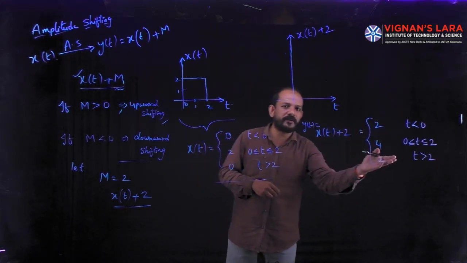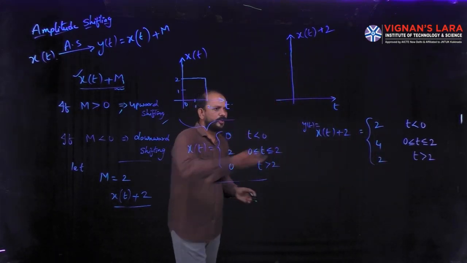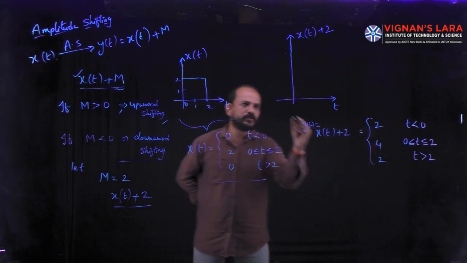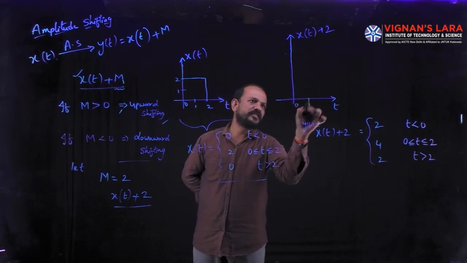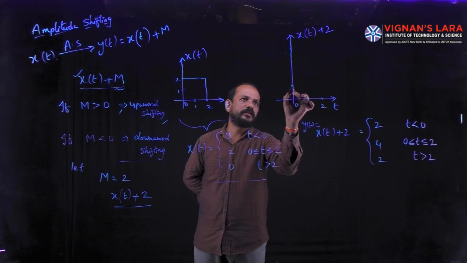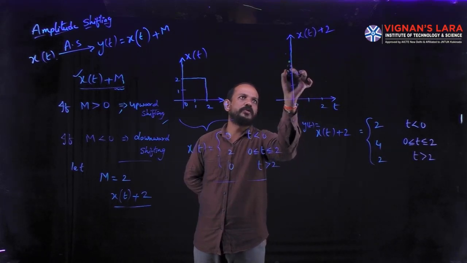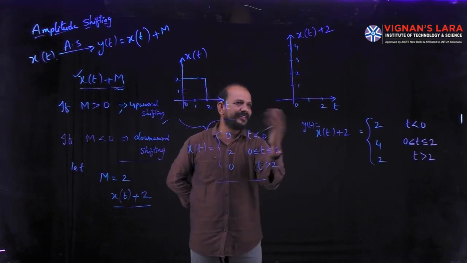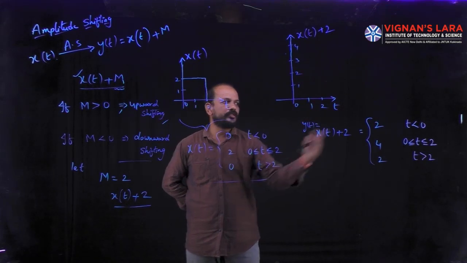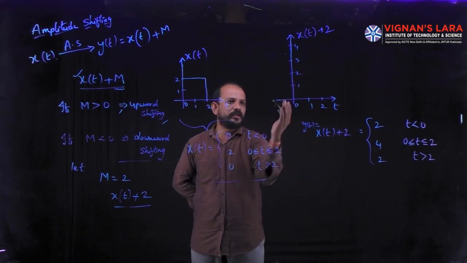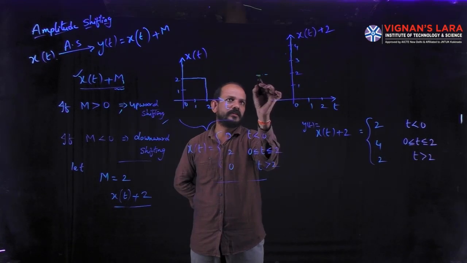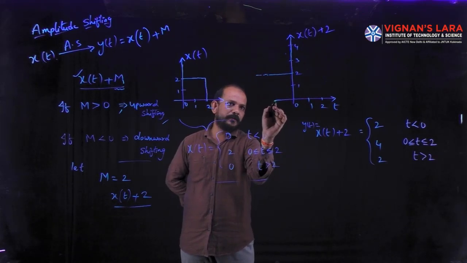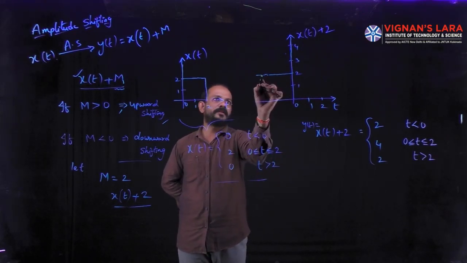For this equation representation, I have to draw the waveform. Simple. After seeing this, you can draw the waveform. For t less than 0, the value is 2. Let us take this as 0, this as 1, 2, and on the vertical axis 1, 2, 3, 4. So for t less than 0, the value is 2. For all these values, that is simply 2.